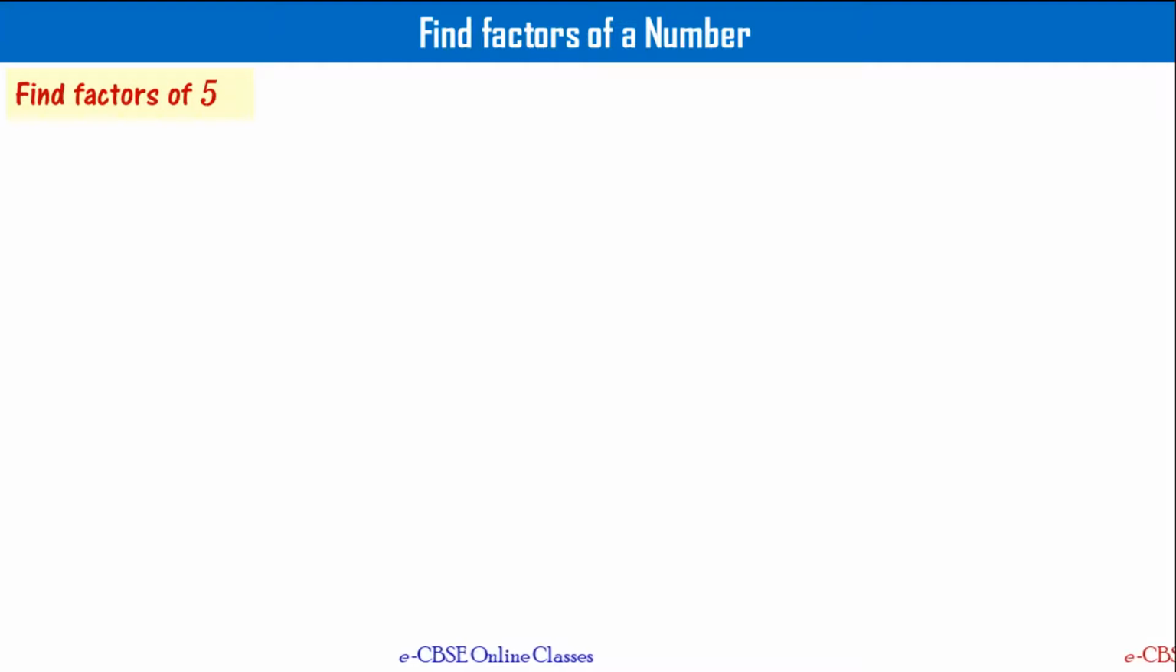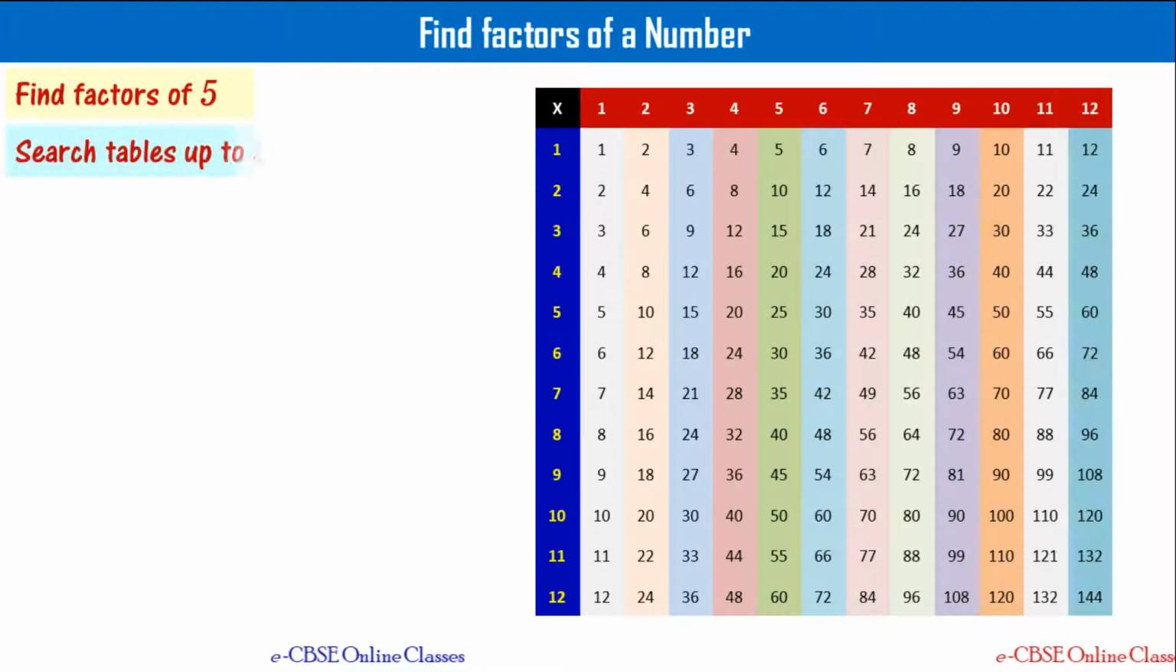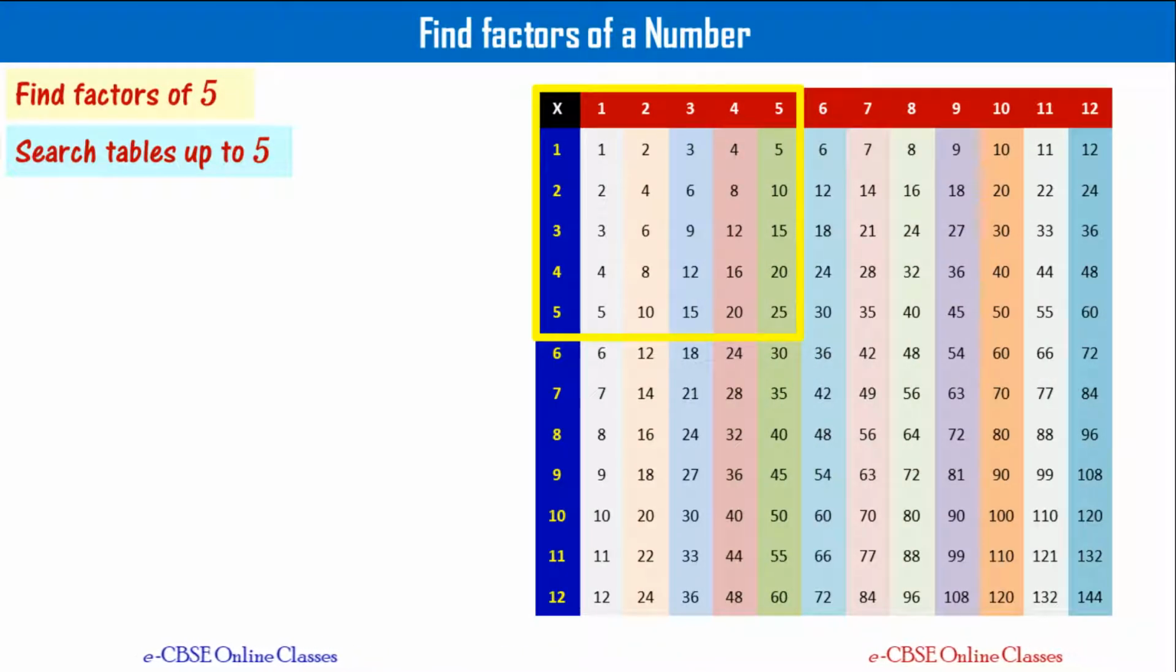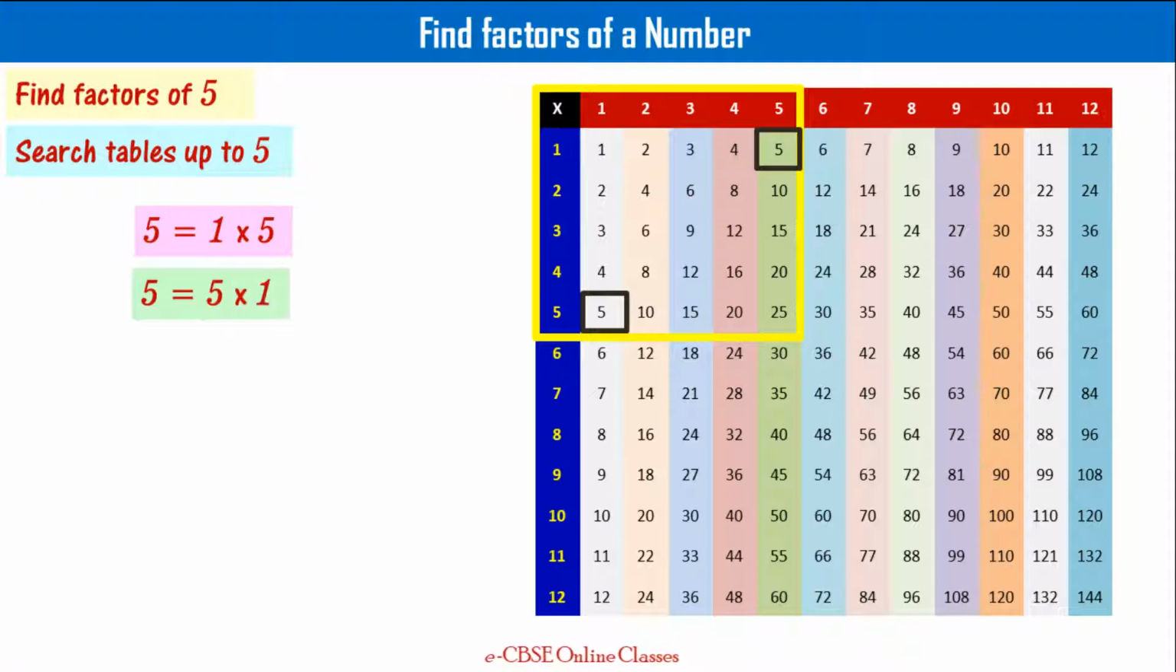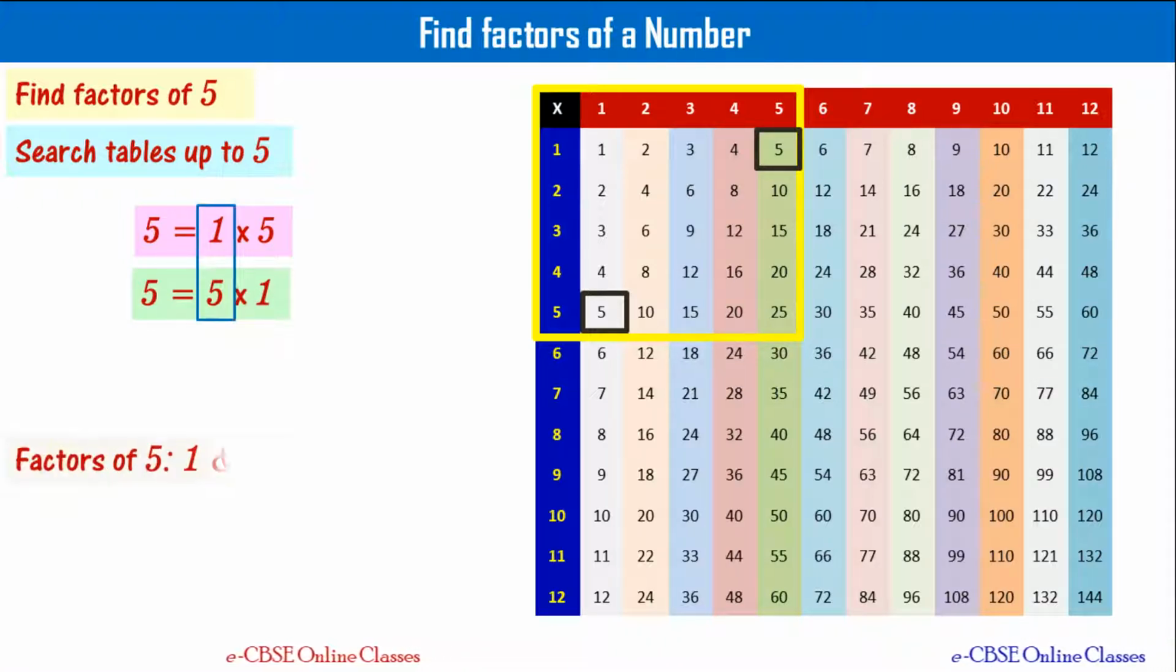Now let's find factors of 5. For that, I set tables up to 5. And as you see here, 5 appears in the table of 1 and 5 appears in the table of 5. So factors of 5 are 1 and 5.